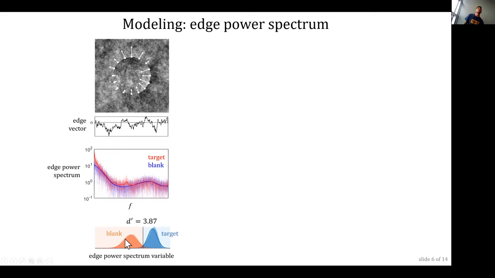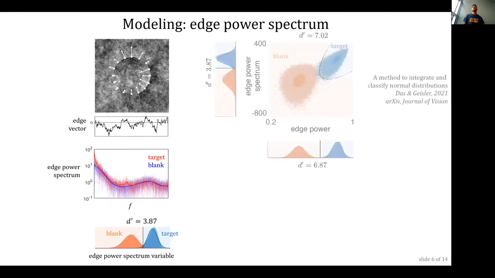So we see that using the edge power spectrum information, you can separate the blank and target images with some degree of discriminability, not as good as what the edge power was giving you, but still this is independent information. So since this is independent information, we can combine these two measures. The edge power was giving us this D prime, the edge power spectrum is giving us this D prime as an example, but we can look at the two-dimensional space of their joint distribution.